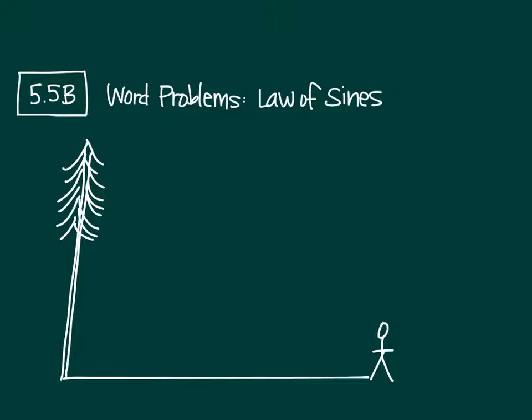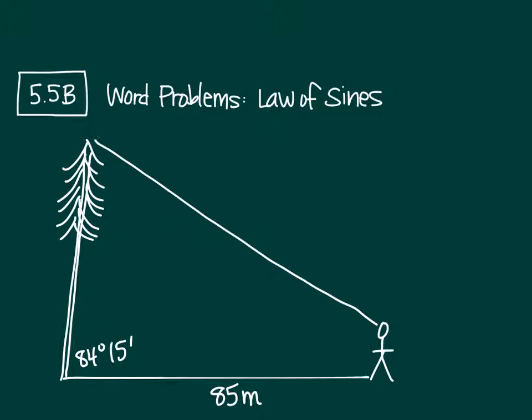All right, and so using your surveying tools, you determine that the tree is leaning at an angle of 84 degrees 15 minutes. So it's not 90 degrees. You've also measured how far you are away from the bottom of the tree, and you are standing 85 meters from the base of the tree. And then you can just barely see the top of the tree from your sight line. Okay, and you look up at the top of the tree, and your angle of sight is 68 degrees 50 minutes.